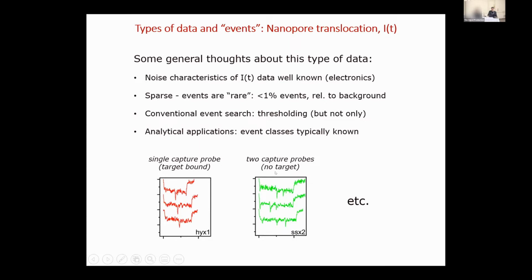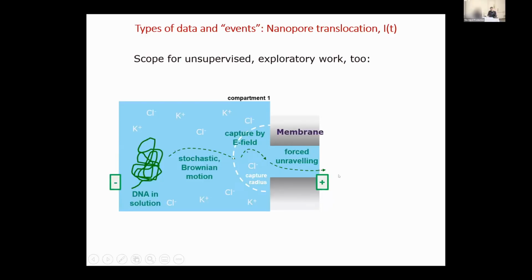In terms of analytical applications, we typically know the types of events we are expecting, so the event classes are known. For example, this example on the left you've seen before: a carrier DNA with 1 capture probe and the target bound. Again, you notice the sub-event here. On the right, there's a carrier with 2 sub-events here and there, and so forth. So in principle, you can do control experiments that provide you with the training data. That would be for supervised classification, but there is scope for unsupervised classification as well.